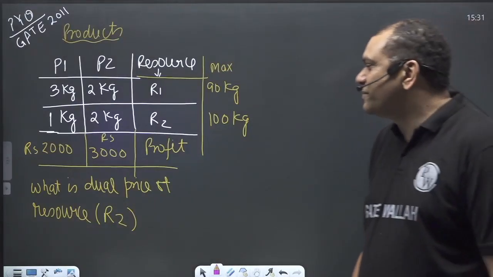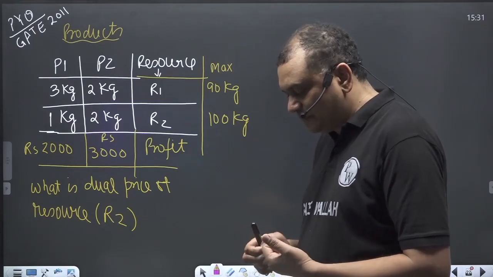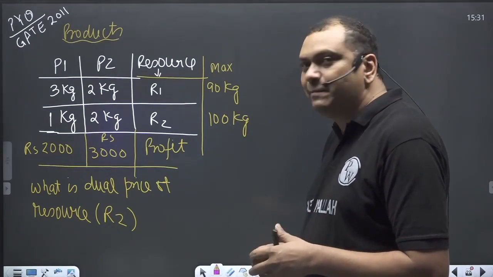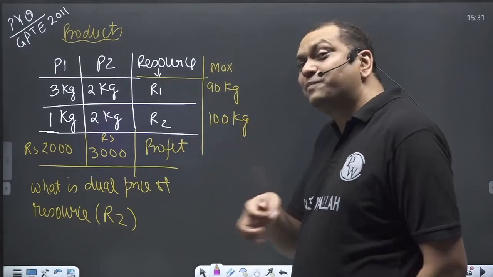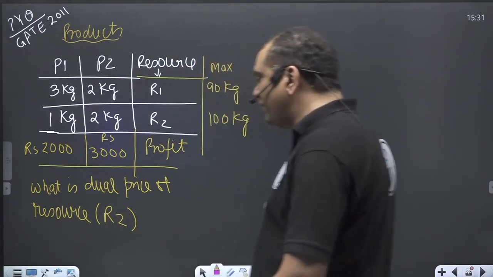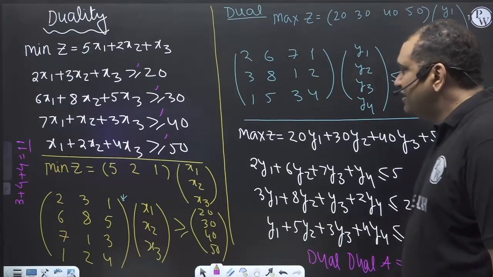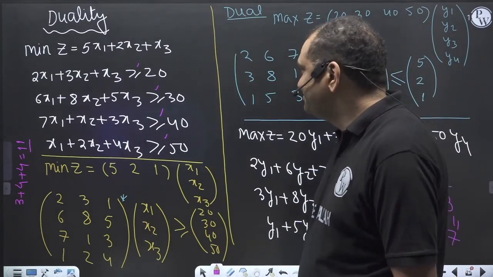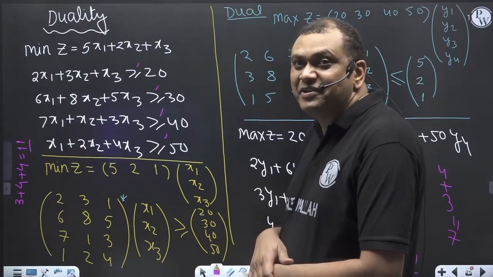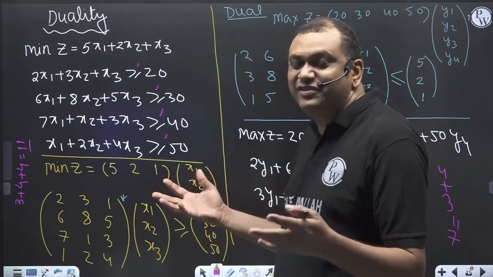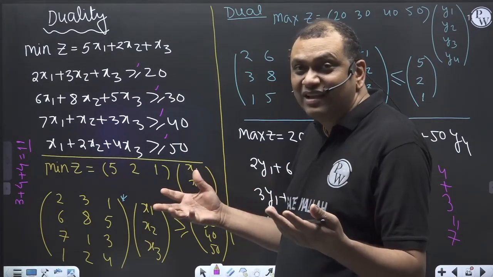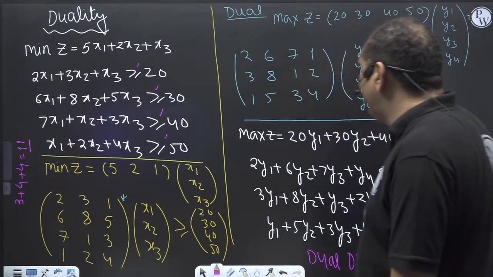This is a GATE 2011 problem. Of course there are many problems based on simplex, but this is a unique problem. Because some of you may be wondering, what are these variables y1, y2, y3, y4? New variables, what are they all about? To explain that, I have taken one PYQ.